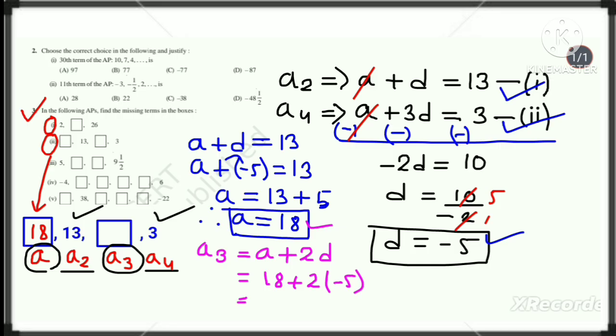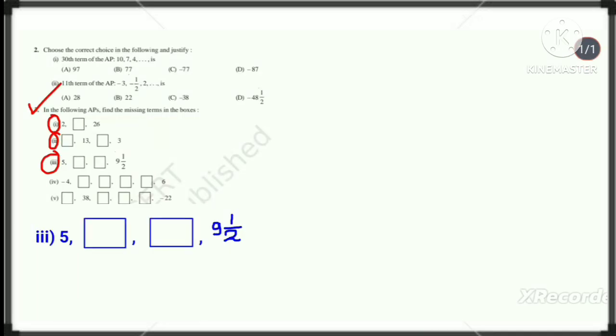Now 18 as it is, and plus 2 into minus 5, that is minus 10. Finally we have obtained a3 is 18 minus 10, 8. In this way we have obtained its third term, that is 8. Let's fill it in over here. Third term is 8.